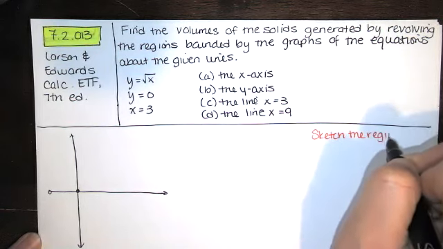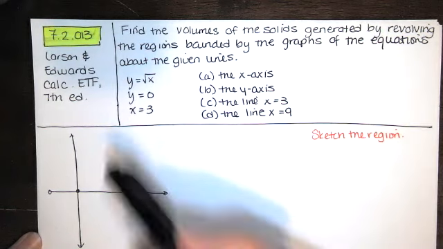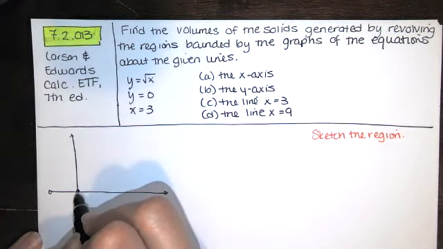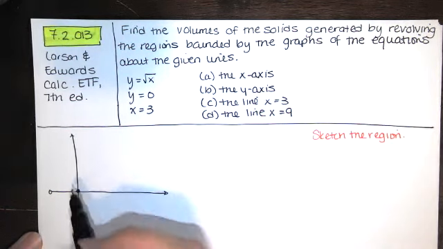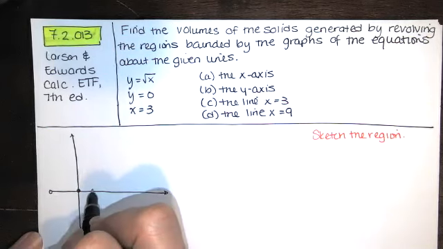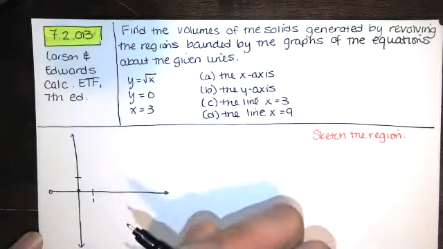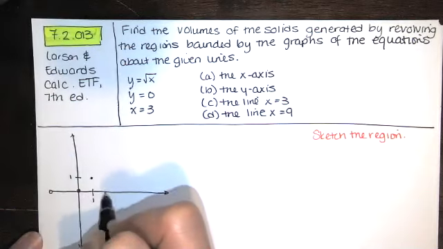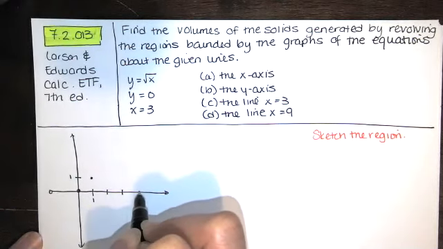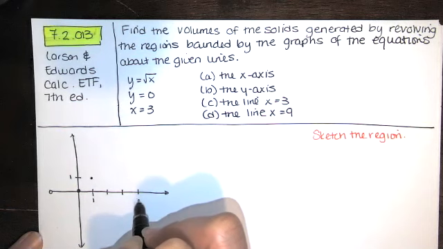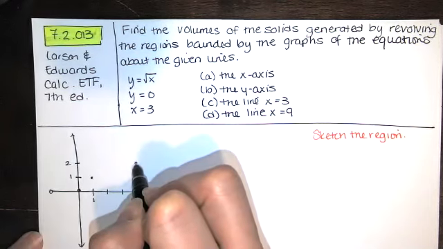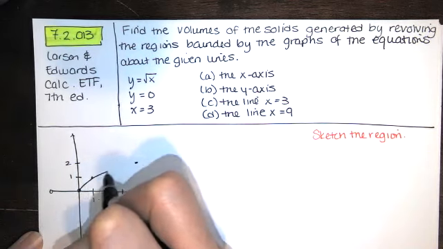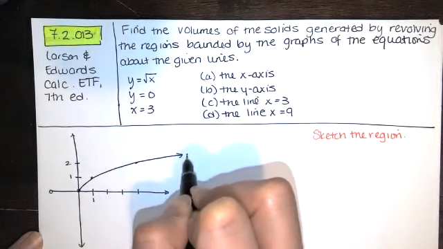You always start there. So y equals the square root of x looks like this. When x is 0, the square root of x is 0. Square root of 0 is 0. So 0, 0 is on our graph. When x is 1, y is the square root of 1, which is 1. When x is 4, y would be the square root of 4, which is 2. And we see something like that.